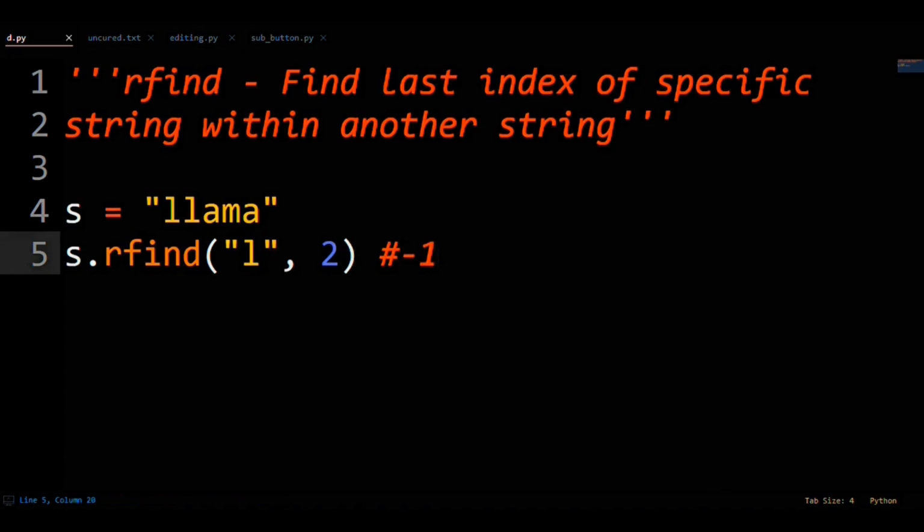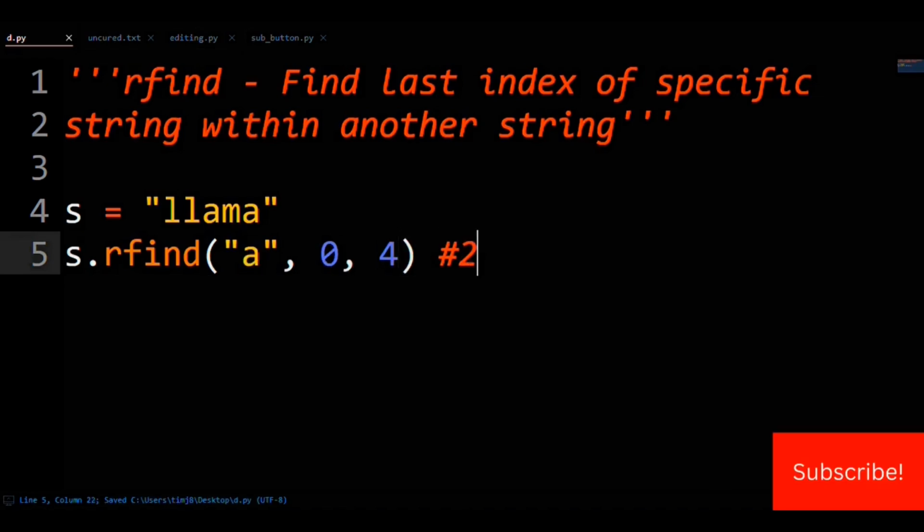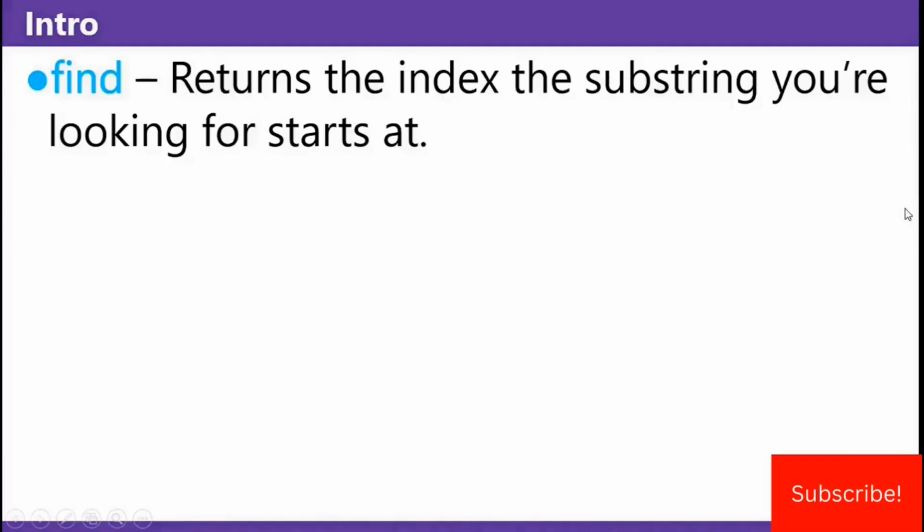Finally, in rfind, you can supply a starting index and the first index to exclude. You could bring back llama one last time and do rfind for the letter A, starting at index 0, going up to but not including index 4. That index will be index 2. Even though rfind returns the last occurrence of the string within the range of 0 to 3, A only occurs once at index 2.